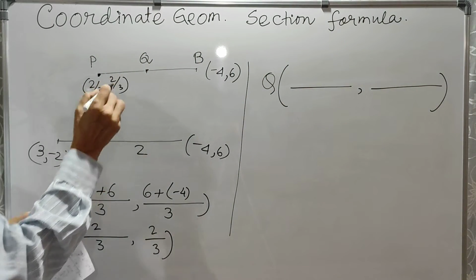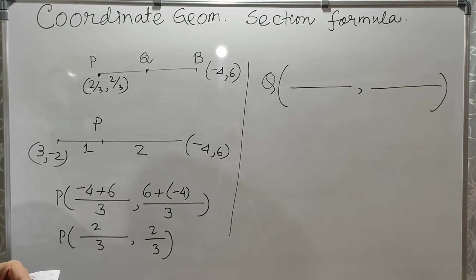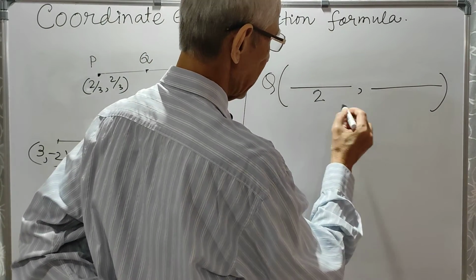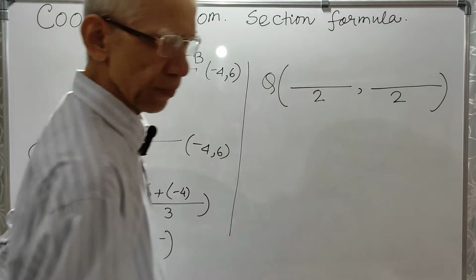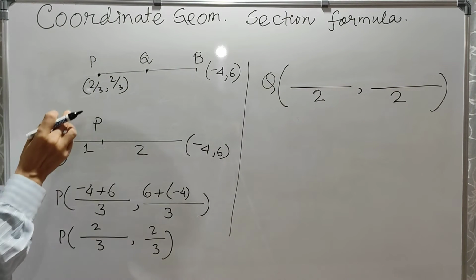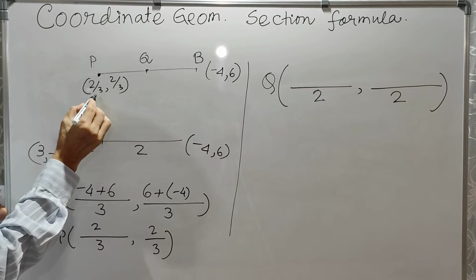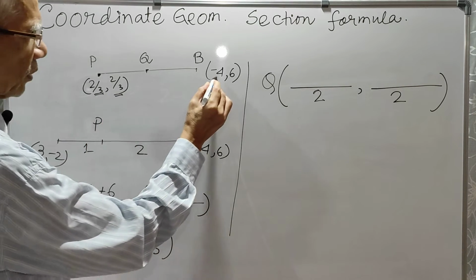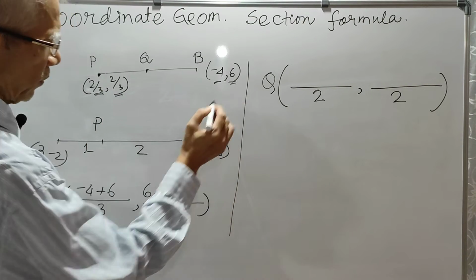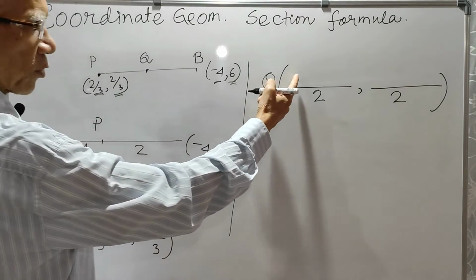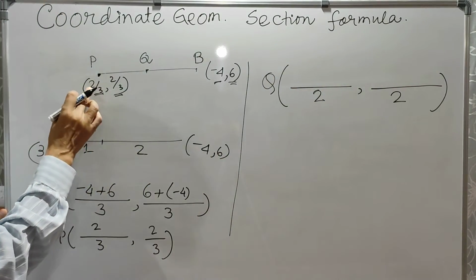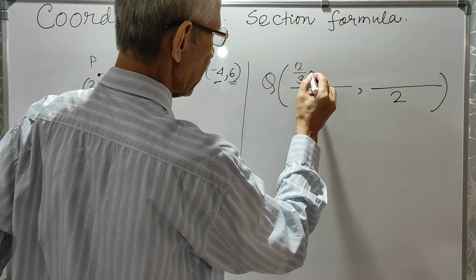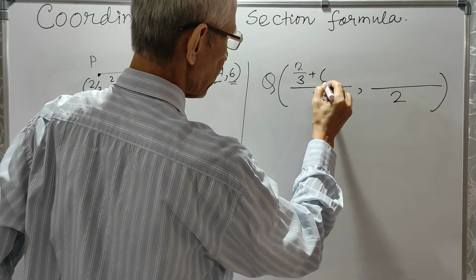Now, midpoint, what was the formula? X1 plus X2 by 2, isn't it? So, X1 plus X2 by 2 and Y1 plus Y2 by 2, isn't it? Now, this is X1, this is Y1, this is X2, this is Y2, all right? X1 plus X2 by 2, that means 2 by 3 plus minus 4.